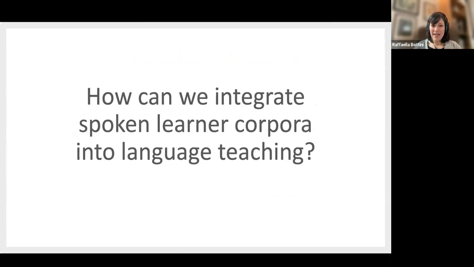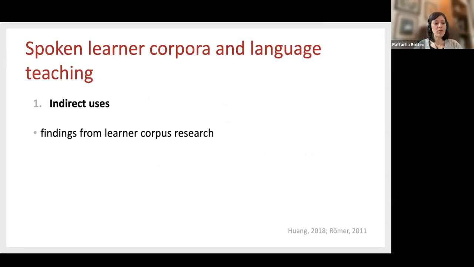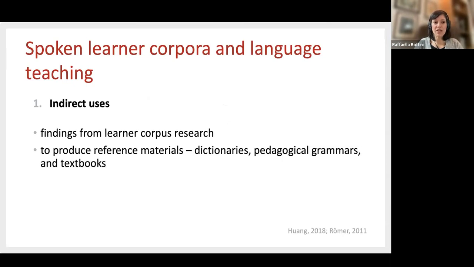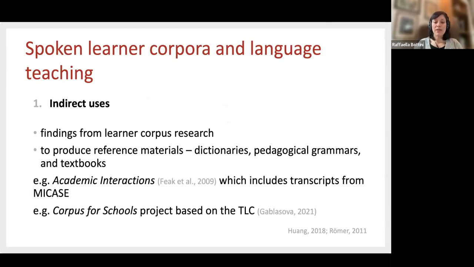Now, how can we integrate data from spoken learner corpora into our language teaching to produce teaching materials that are authentic and set realistic goals for our learners? Well, I'm sure you're familiar with the framework that was introduced by Ute Römer. I'll briefly present it here for those of you who are not familiar with it. But usually we talk about two approaches to the use of learner corpora or corpus data into language teaching. We have indirect uses of corpus data when we use findings from learner corpus research to produce reference materials, so dictionaries, grammars, and textbooks. And here you have two examples. The first one is a course book that includes transcripts from a corpus, and the second one is the Corpus for Schools project, which I introduced earlier on based on the Trinity Lancaster corpus.